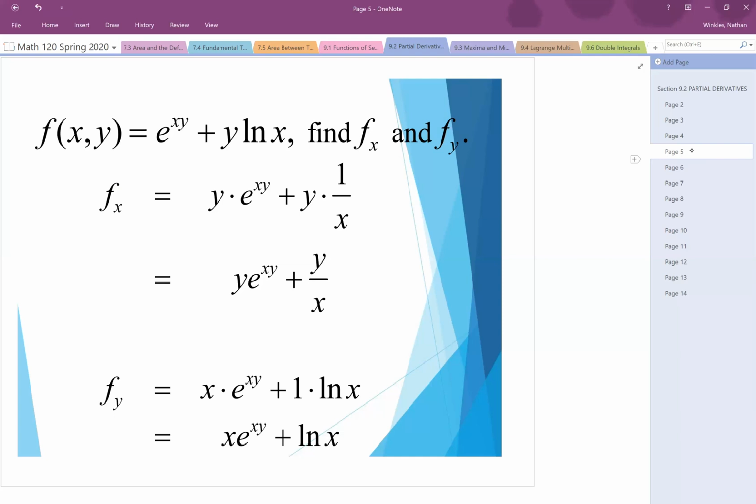Likewise, we can do the same exact thing with respect to y. When we do it with respect to y, we're going to get x. The derivative of xy with respect to y is just x. So x times our e function of e raised to the xy. Plus, in the second case, ln x is our constant. So the derivative of y is just 1 times ln x. So simplifying, we get x e to the xy plus ln x.